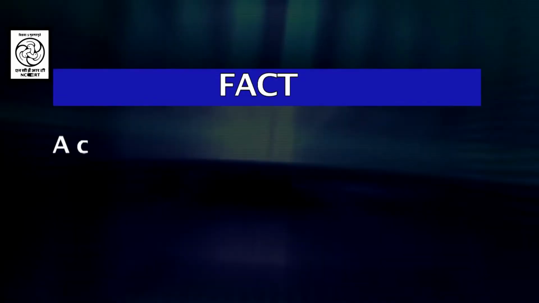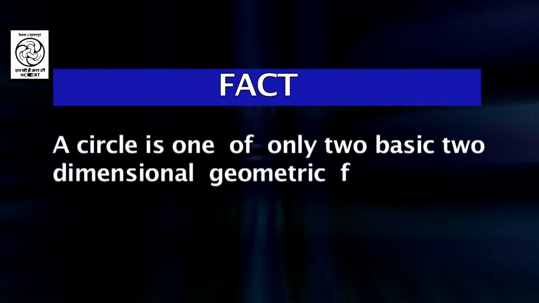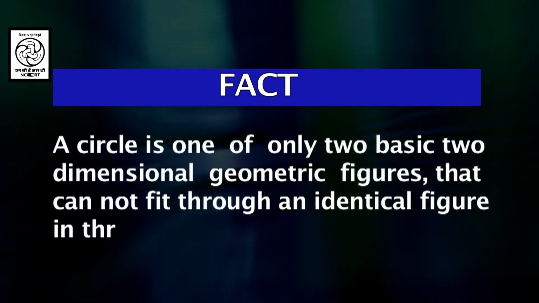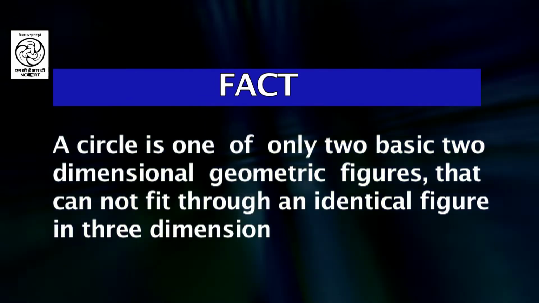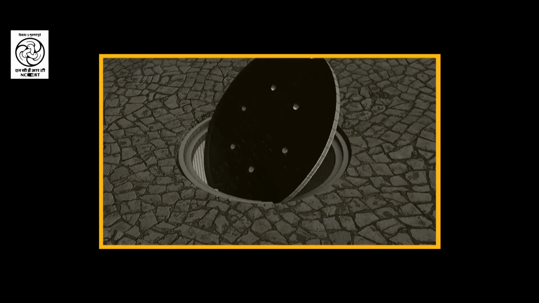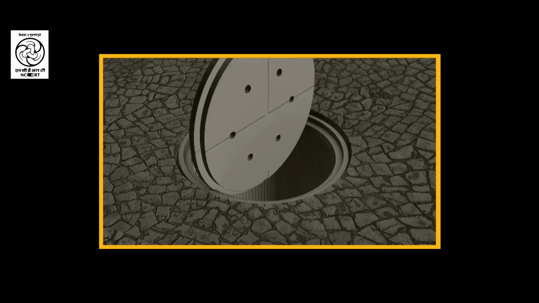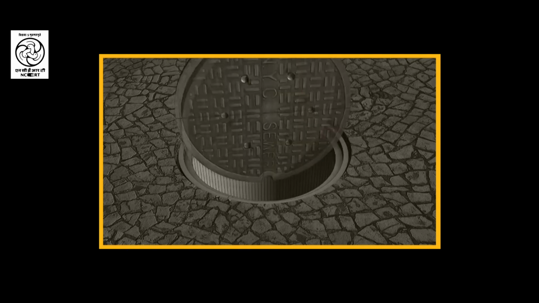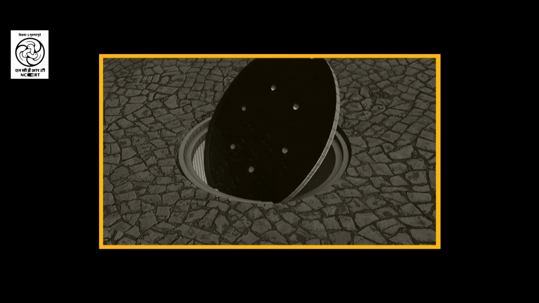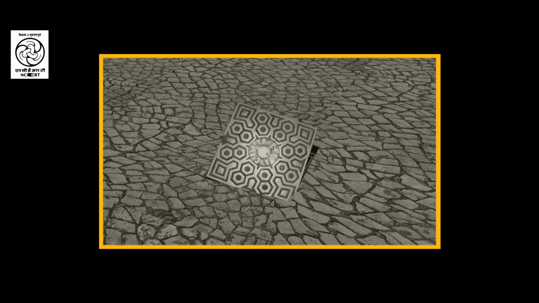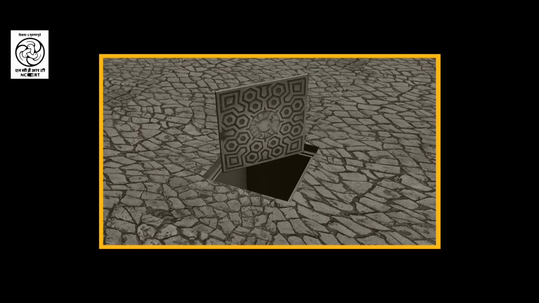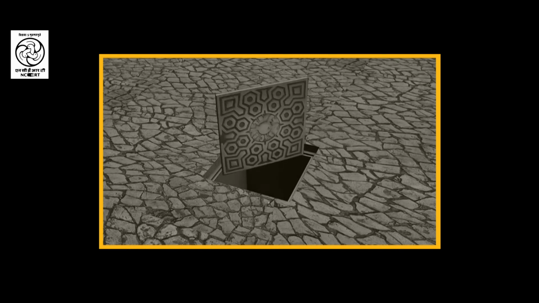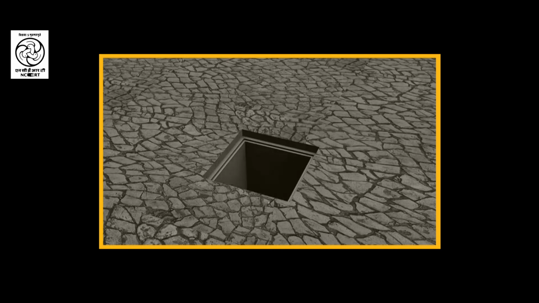Why? A circle is one of only two basic two-dimensional geometric figures that cannot fit through an identical figure in 3 dimensions. That is, if two identical circles are placed in 3-dimensional space, one cannot be made to pass through the other circle, no matter how the circles are angled. A square, for example, can be rotated upward until vertical to fit diagonally through a copy of itself, because the diagonal of a square is longer than any of its sides.